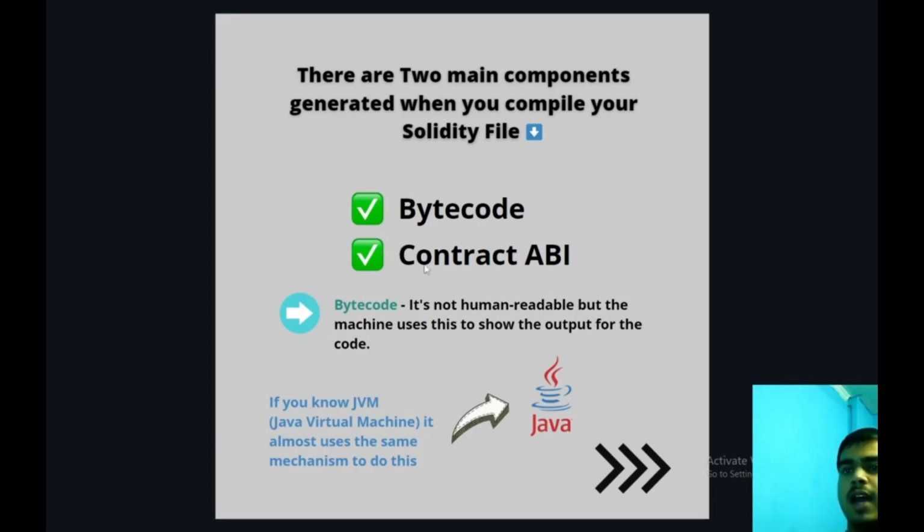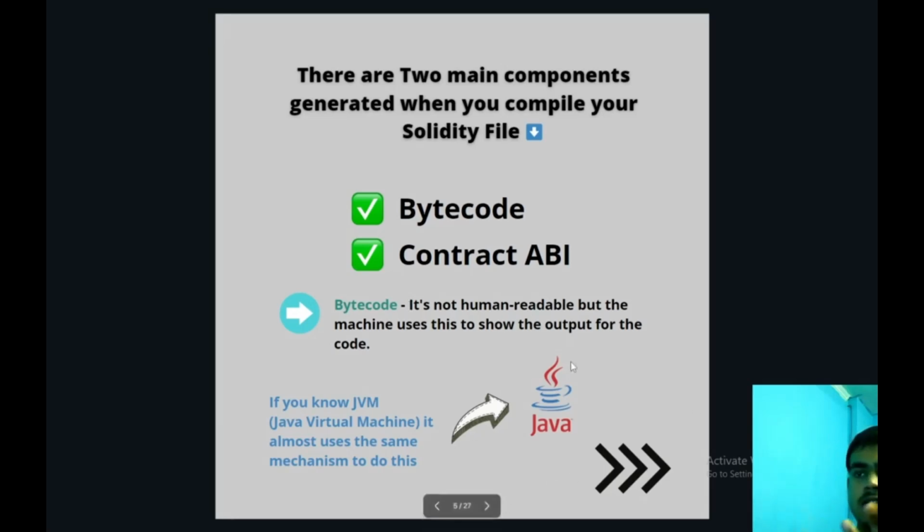First, we have bytecode. Bytecode is non-human readable, but the machine uses this to show the output of the code, right? If you think of bytecode, bytes are made of 0s and 1s. But in the case of Solidity, it uses hexadecimal values. The value goes up to F, right? It may be 0, 1, 2, 3, 4, and also includes letters A, B, C, D, and so on to F. That's the compilation of the entire thing, done to show the output of the code, and it's used by the machines to then show us the output.